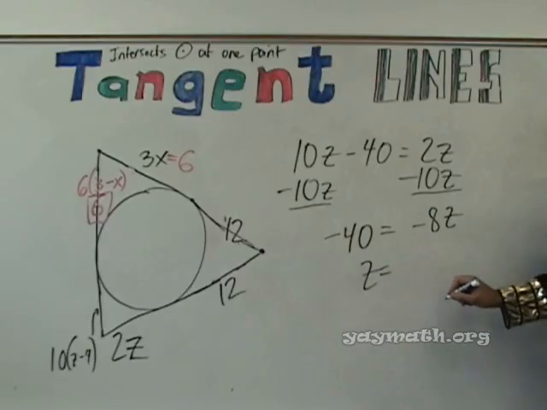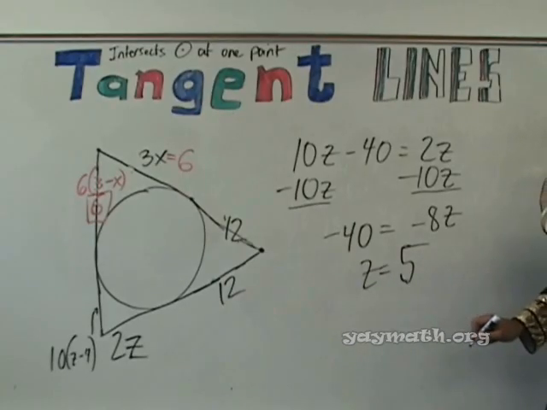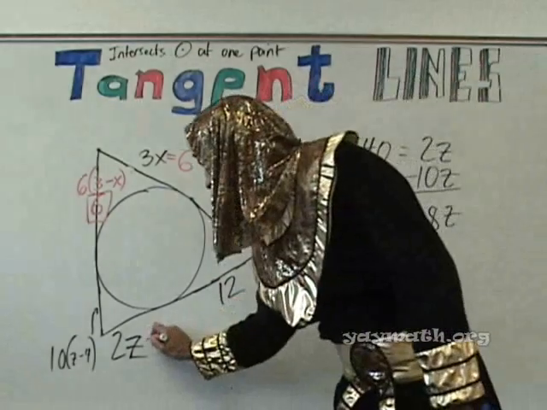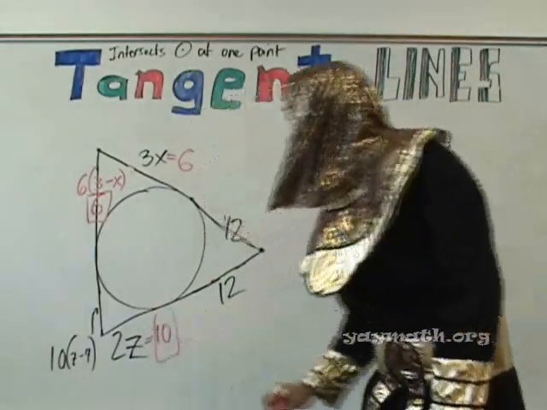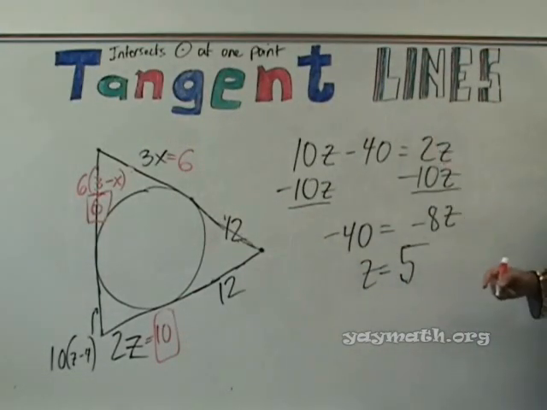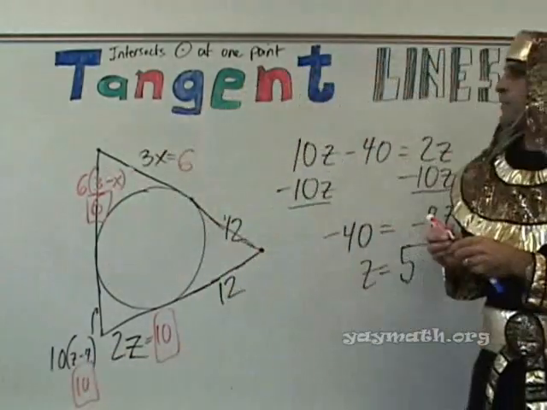z equals 5. Okay, so z equals 5. Plug it in and we're done. 2 times 5 over here is 10. Very good. 10 times 5 minus 4, I do have this 10. That's 10. Okay, perimeter, here we go.